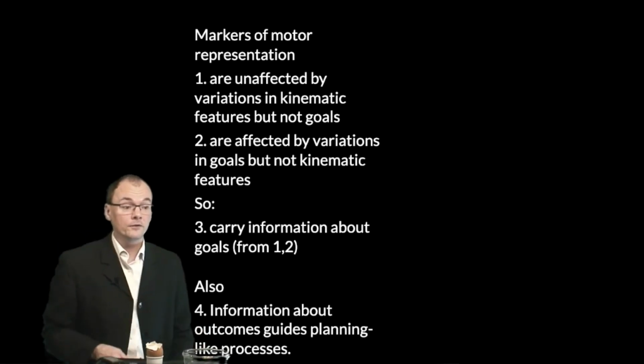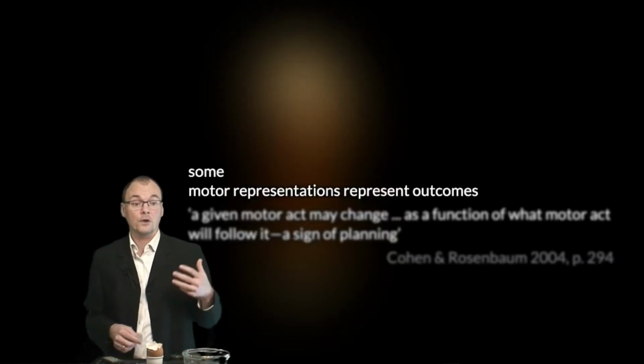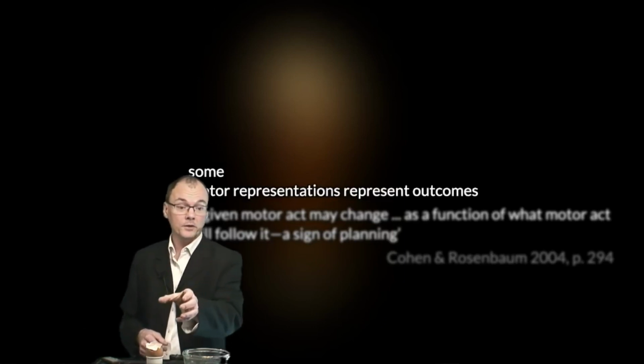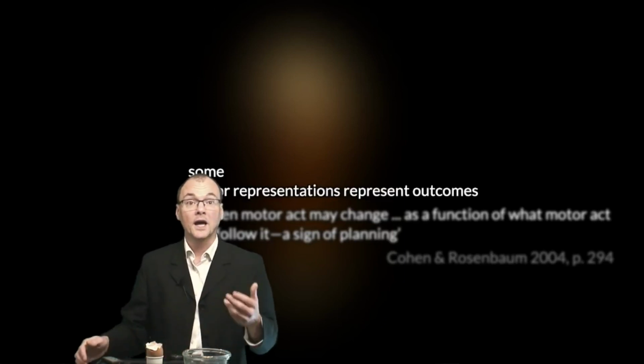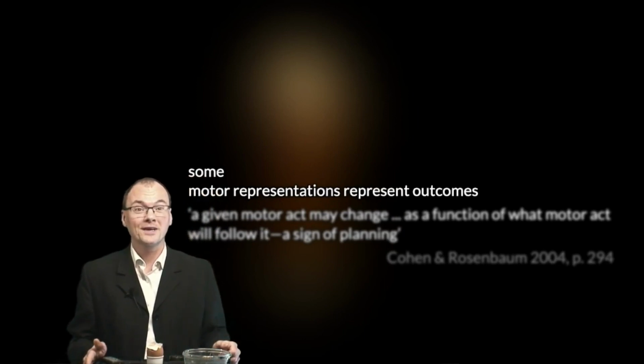And that's enough for us to say, as I did at the start, that some motor representations represent outcomes such as the grasping of an object or the placing of it, outcomes that we might think of as goals to which actions are directed.